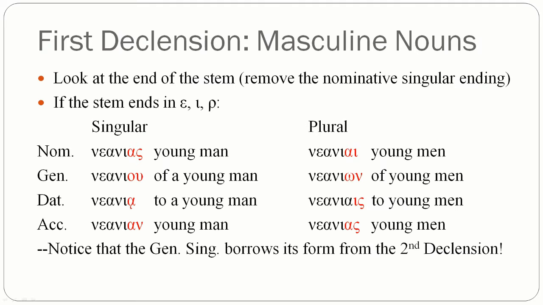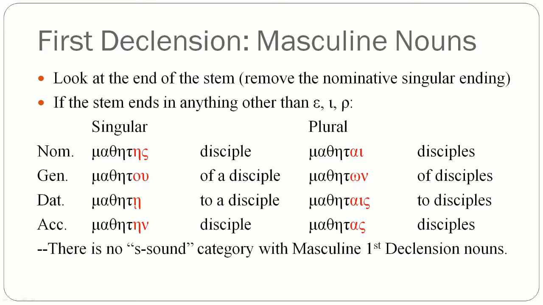All right, so just take note of those two exceptions to the pattern. Otherwise, this word works exactly the same as a word like hemera, the first chart that we worked with. Okay, and yes, neanias means young man or a youth. The last category, notice with this one, the stem ends in anything other than epsilon, iota, or rho.